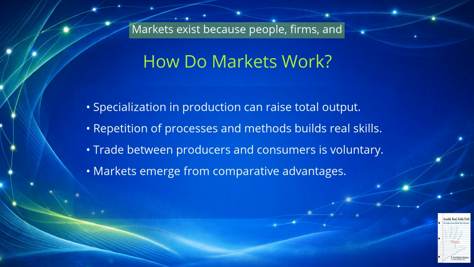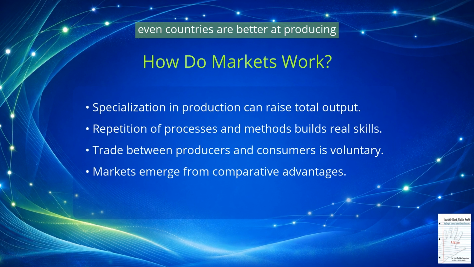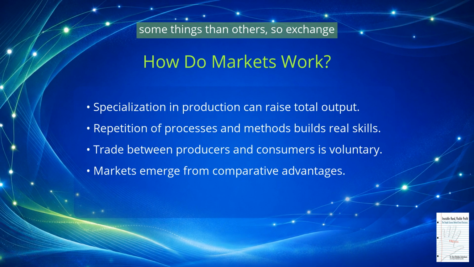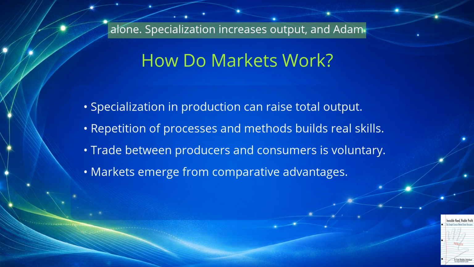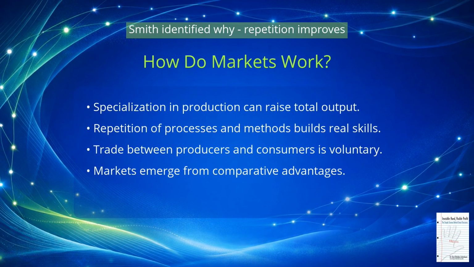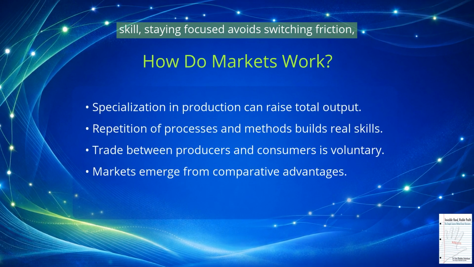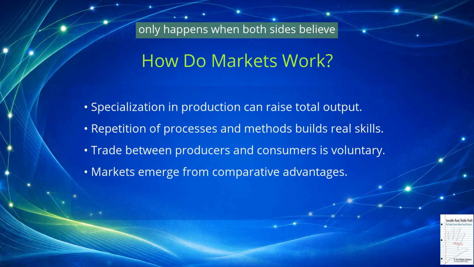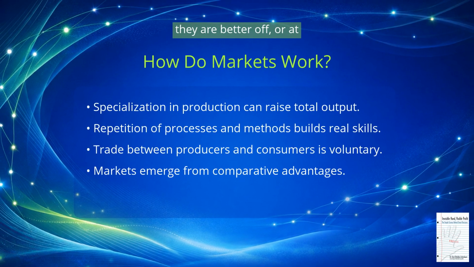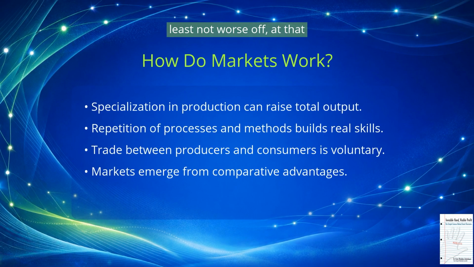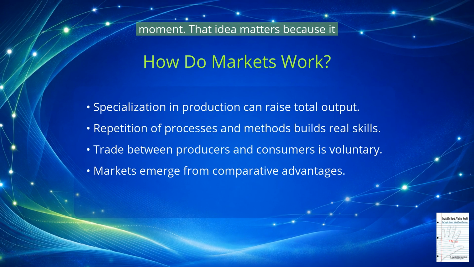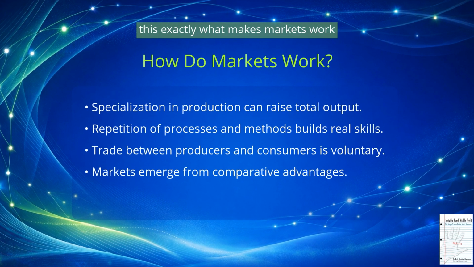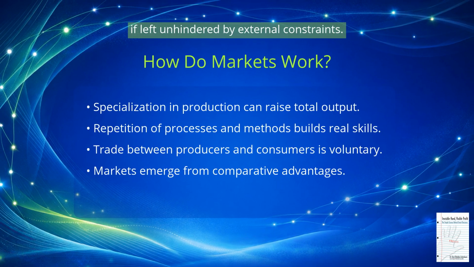Markets exist because people, firms, and even countries are better at producing some things than others, so exchange is often easier than doing everything alone. Specialization increases output, and Adam Smith identified why. Repetition improves skill, staying focused avoids switching friction, and expertise supports innovation. Voluntary exchange completes the picture, because a trade only happens when both sides believe they are better off, or at least not worse off, at that moment. That idea matters, because it explains how markets are built on decisions, incentives, and perceived value. And this is exactly what makes markets work, if left unhindered by external constraints.